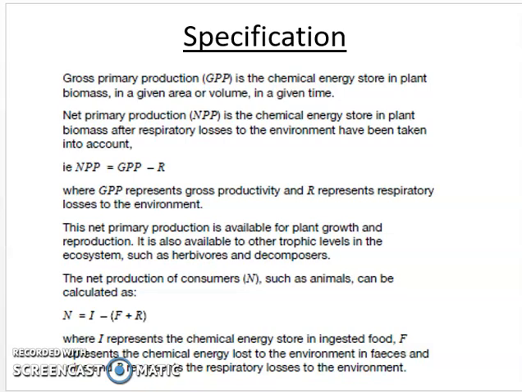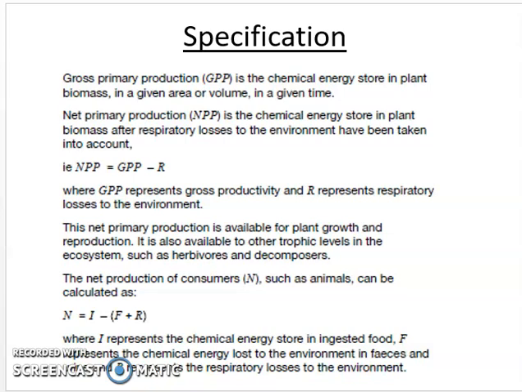the net production in plants, which is the top bit, which is the bit that has involved GPP and NPP. And then we're going to look at net production in consumers, and that's the bit at the bottom. So we'll talk about that today.